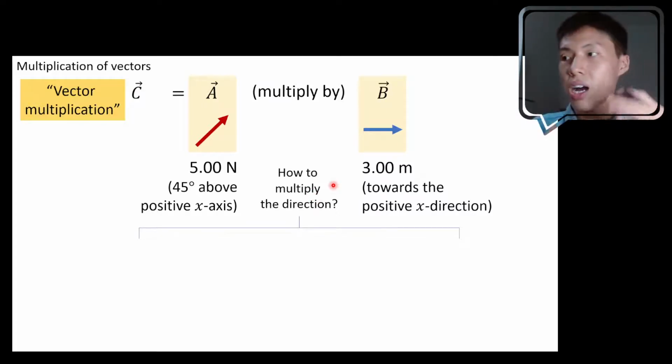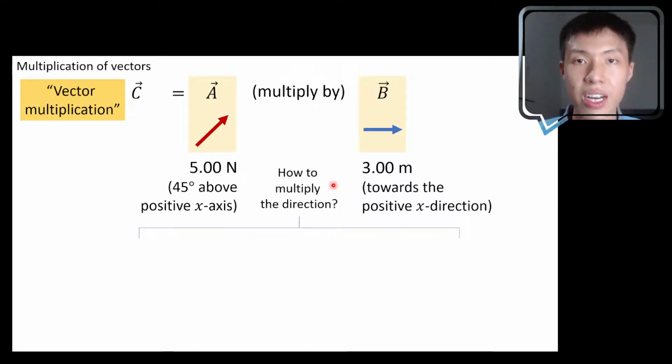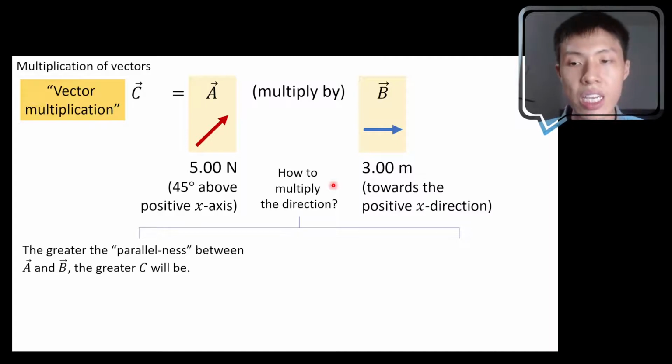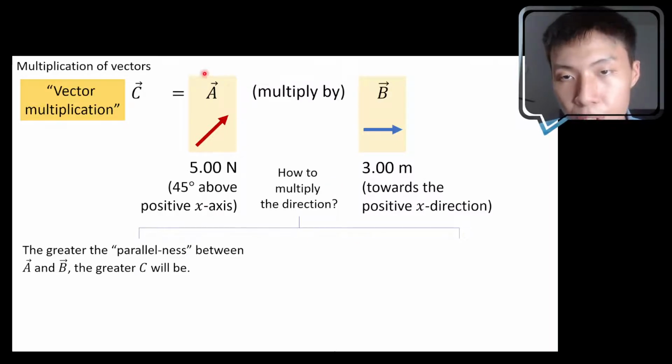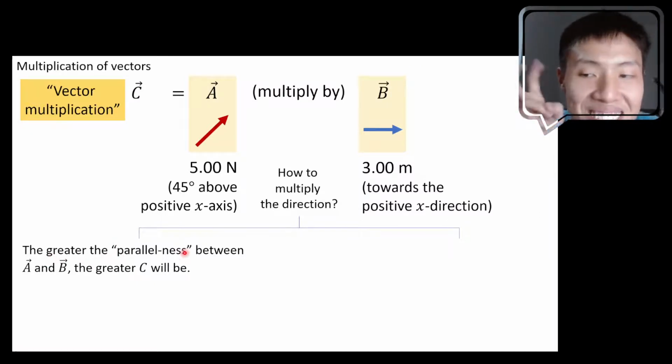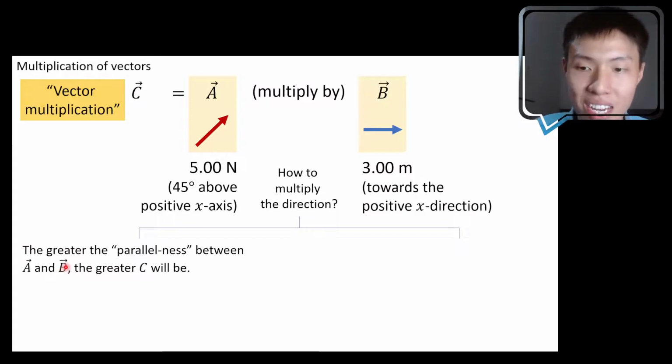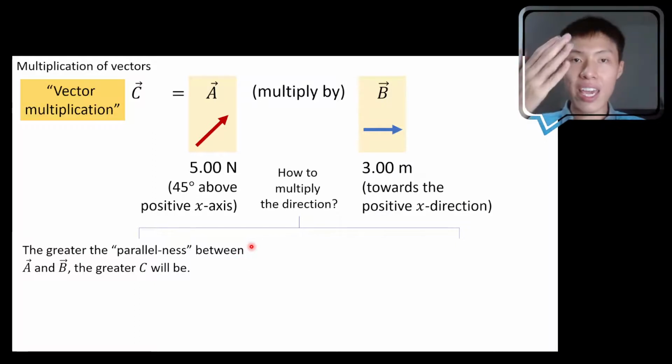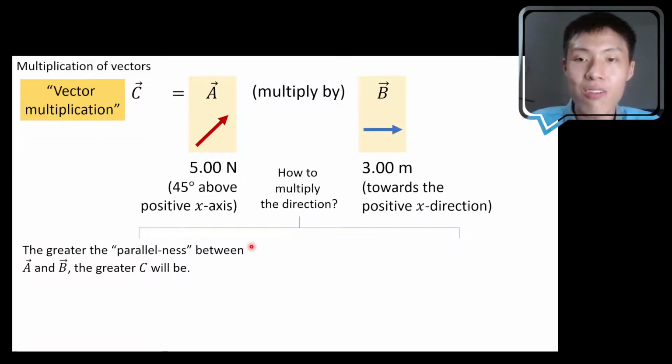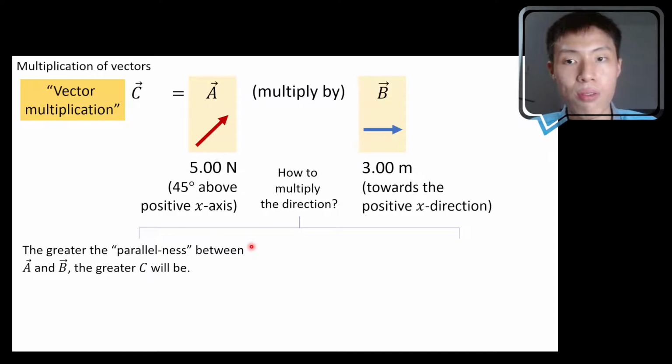So there are a few ways of doing it. If you think about it logically, there might be two different ways of dealing with this kind of situation. One of them is, for vector A and vector B, if the parallelness between A and B is great, then the greater the result of the vector multiplication. It means that if A and B are very, very parallel with each other, then the result of the multiplication will be a great result. That's one way of doing it.